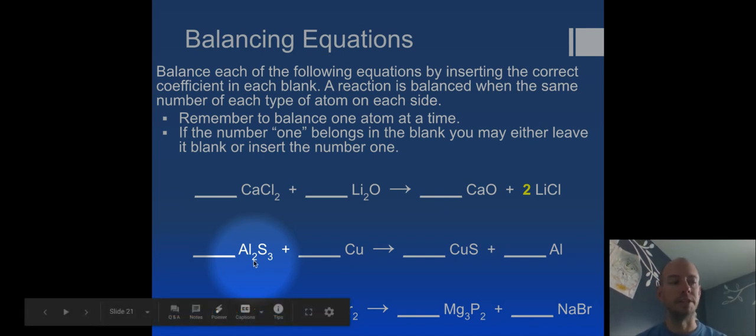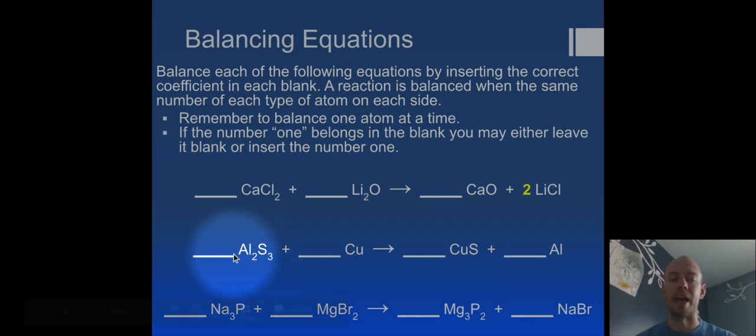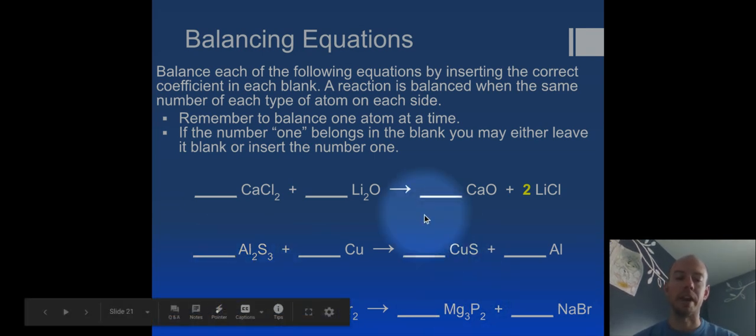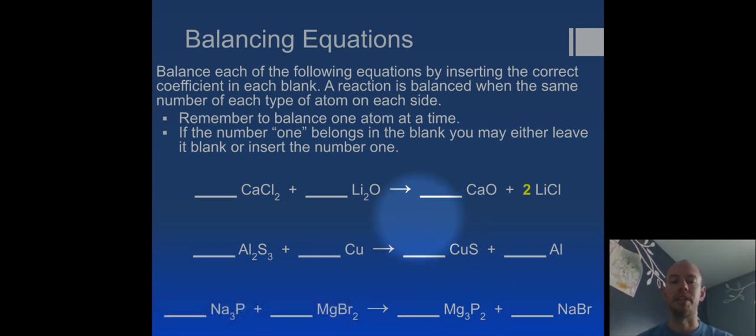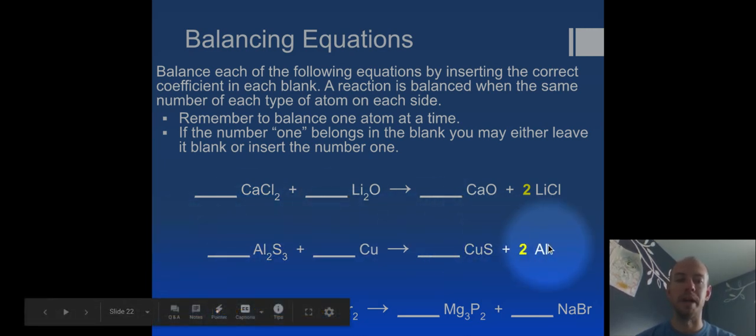It's really easy to just go left to right. If something appears more than one time in a compound, in an overall reaction, it's usually easiest and best to do that last. I don't know that I set up any examples like that, and I apologize for that, but you'll see it as you do your own practice. But I've got 2 aluminums here. That's not balanced. So when I put a 2 in, my 2 aluminums and my 2 aluminums are balanced.